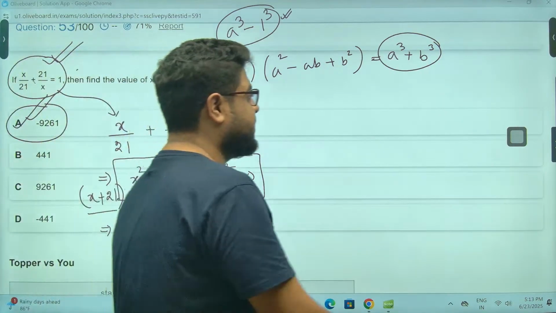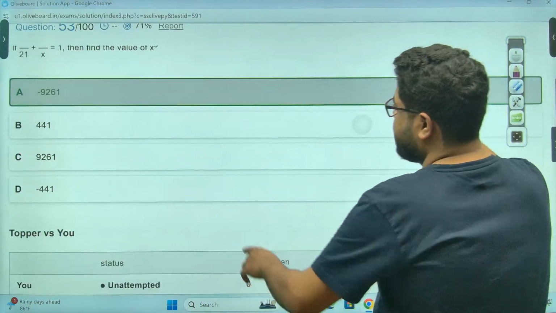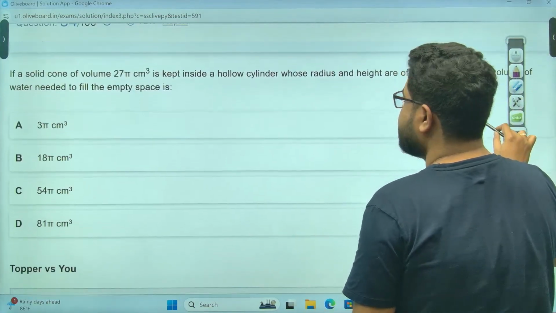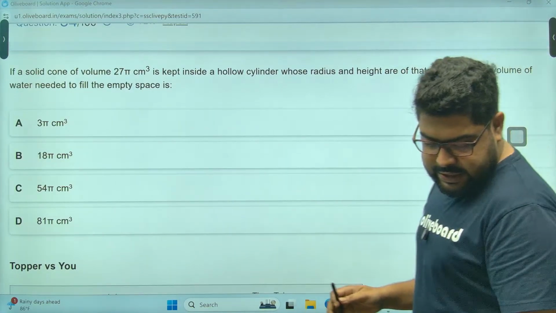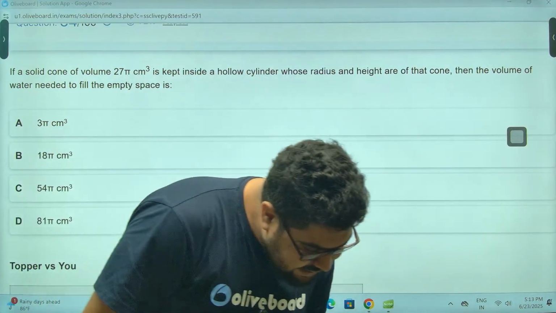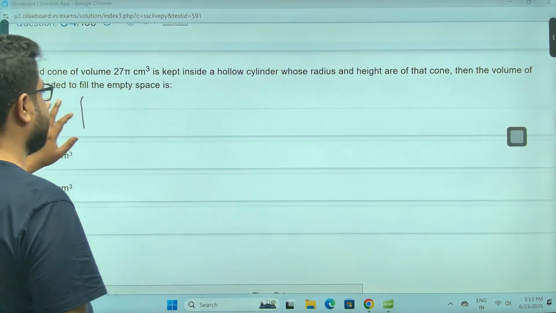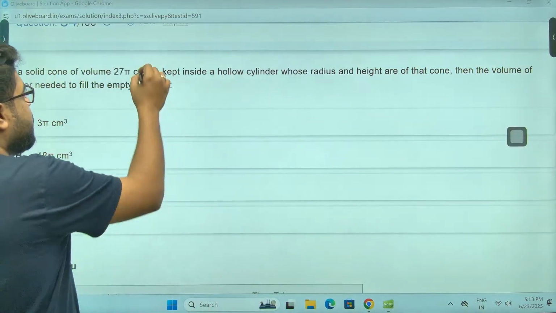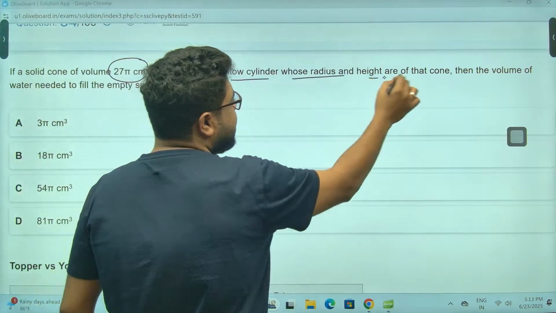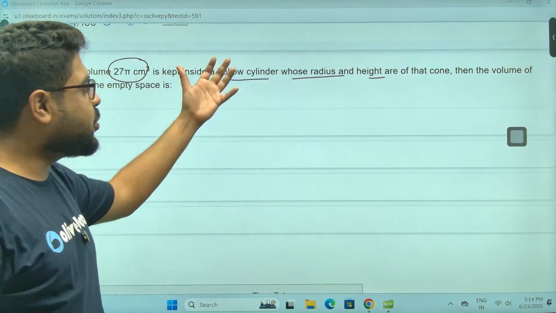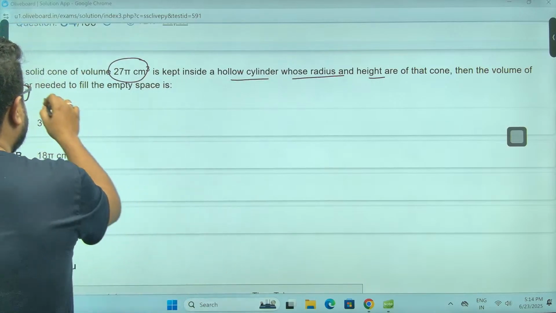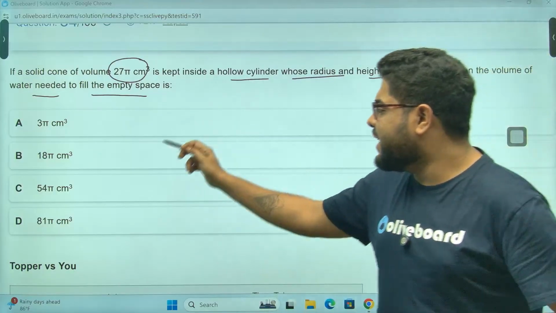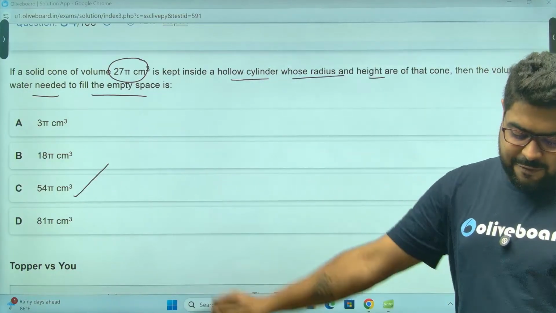Okay, moving on, sir. Now next one. A solid cone is kept inside a hollow cylinder, and the height and radius of both cone and cylinder are the same. Sir, the volume that needs to be filled with water, the volume of the empty space, they're asking. Sir, it is double, sir. Why? 54 will be the answer.